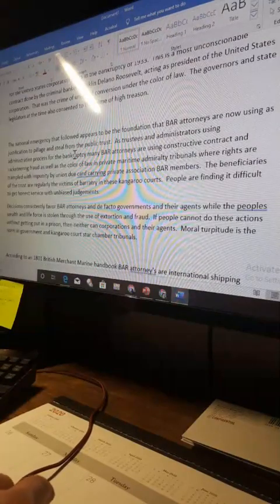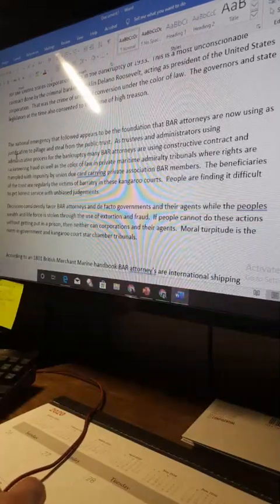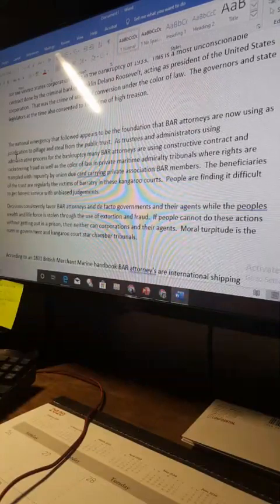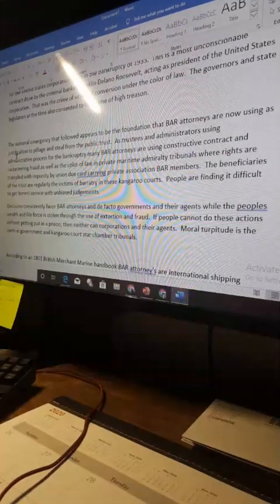The national emergency that followed appears to be the fraudulent foundation that bar attorneys are now using as justification to pillage and steal from the public trust, which is each and every one of our estates. As trustee and administrators using administrative process for the bankruptcy, many bar attorneys are using constructive contract and racketeering fraud as well as the color of law in private maritime admiralty tribunals where rights are trampled with impunity by union dues card carrying private association bar members.